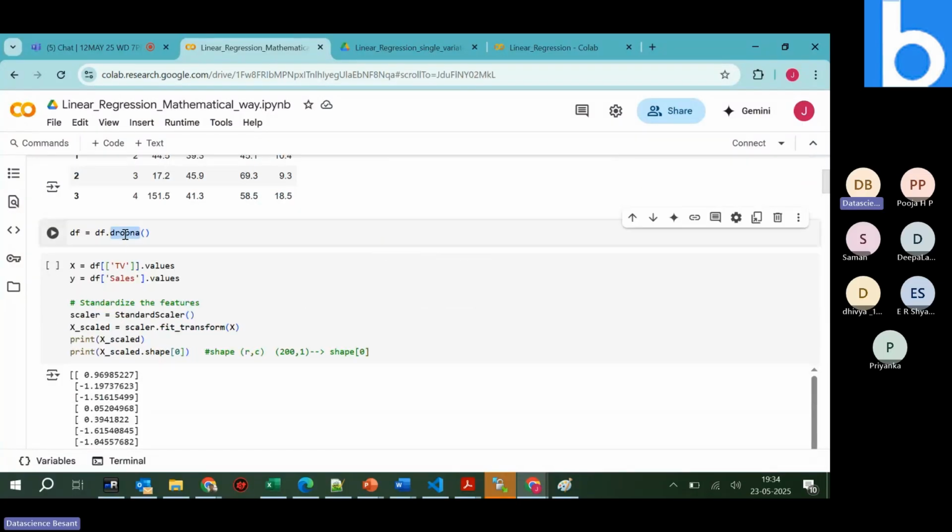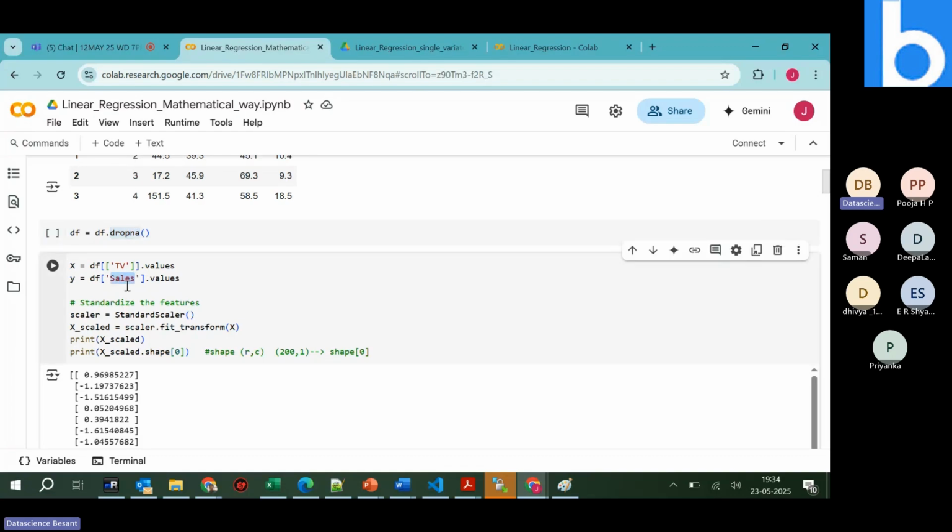If you have any missing values, you can drop them. All of you are very aware of that. If you see, x is equal to df of TV dot values. In the mathematical intuition, I just took some random values 1.2, 2.2, 3.4, but here we have the real data. So in y, I'm going to take the sales, df of sales.